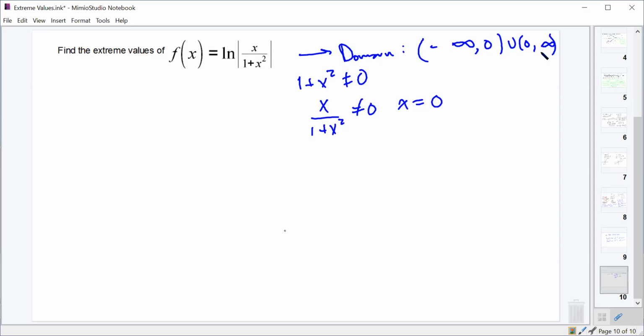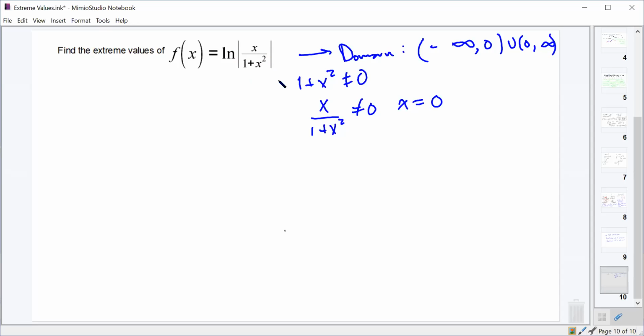Okay, cool. So if we happen to get a critical value of 0, then we can ignore that because 0 is not in the domain and we can't have an extreme value in a place for a function that's not defined. Wait, so why is it undefined at 0? Well, you can't take the natural log of 0. If you plug in 0 for x, you get 0 over 1, which is 0. And then the natural log of 0 is undefined.